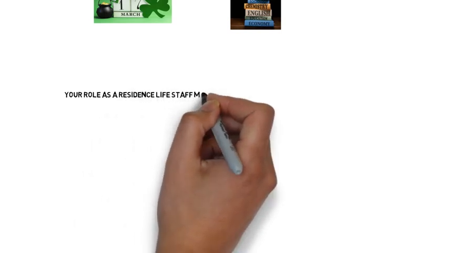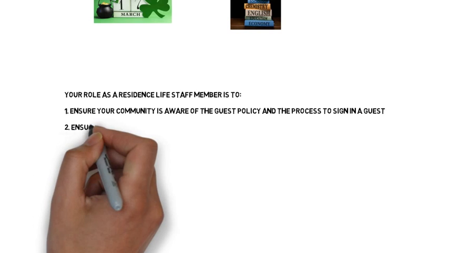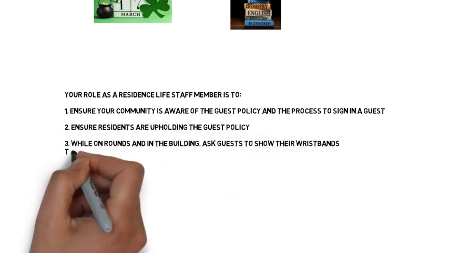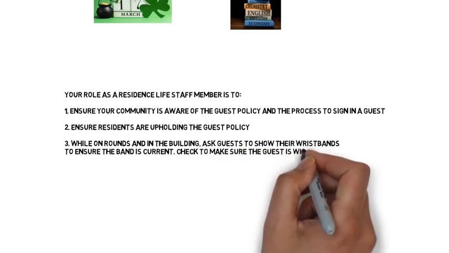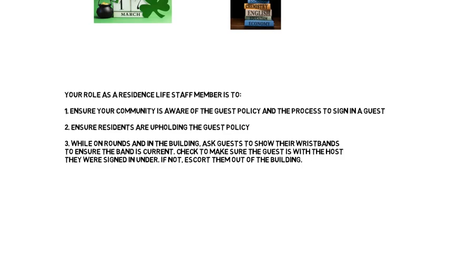Your role as residence life staff member is to ensure your community is aware of the guest policy and the process to sign in a guest. Ensure residents are upholding the guest policy. While on rounds and in the building, ask guests to show their wristbands to ensure the band is current. Check to make sure the guest is with the host they are signed in under. If not, escort them out of the building.